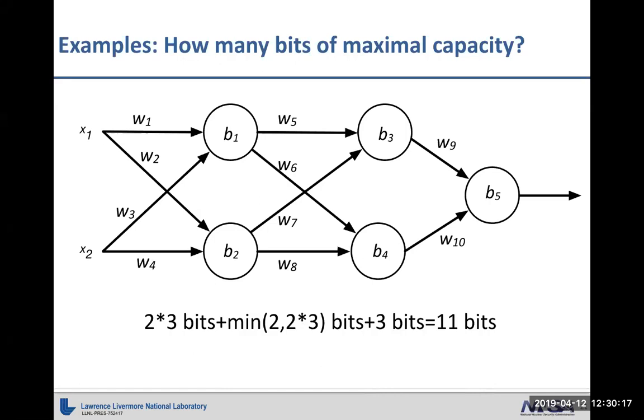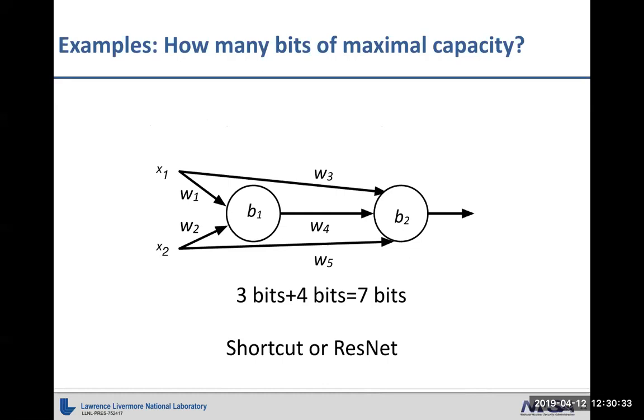So now this means you get the minimum of 2, and then you have another 3 bits here. So you get a total of 11 bits. Okay? So that's what it is. There's nothing you can do. It's the data processing inequality. Now, how do we explain ResNet?